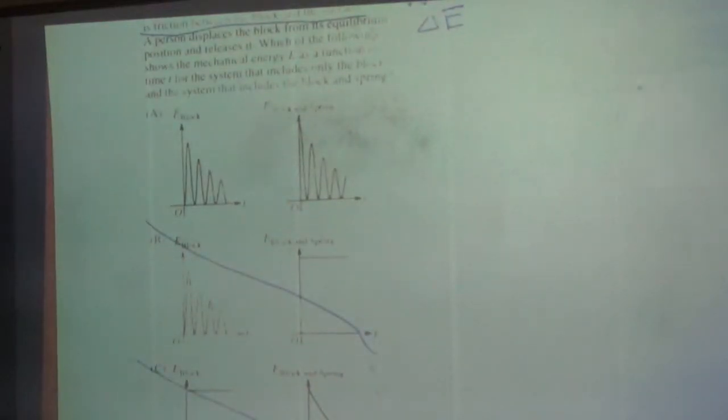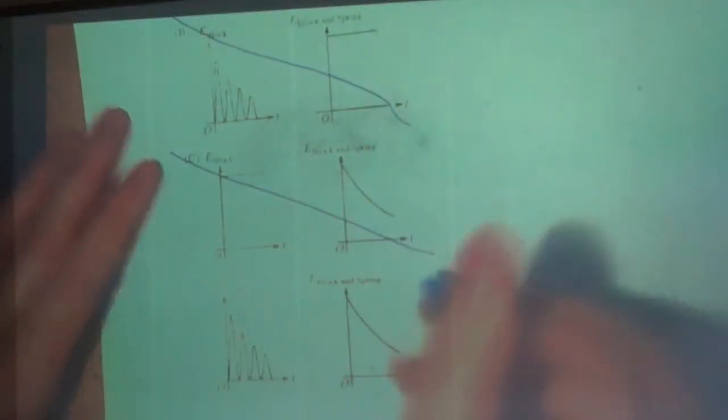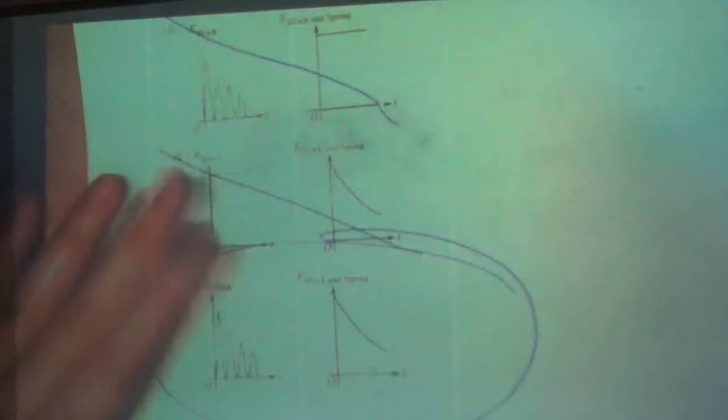So we have the same graph for the energy of just the block. The second graph is the energy of the block and the spring. The energy of the block and the spring shouldn't be oscillating, because if I'm going from the potential to the kinetic, if I'm talking about both of them together, that's just the sum of the energies. The sum of the energies, so both kinetic and potential, isn't oscillating. In fact, ideally it would be the exact same, but because I'm losing energy because of friction, it's decreasing, so it would be D.